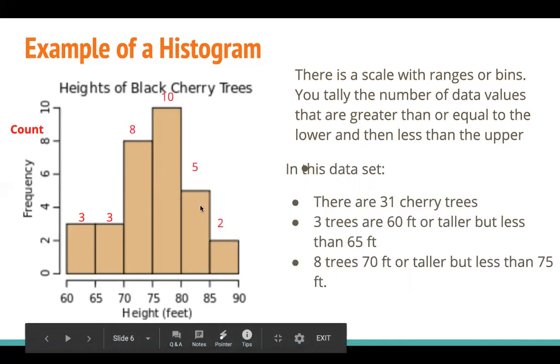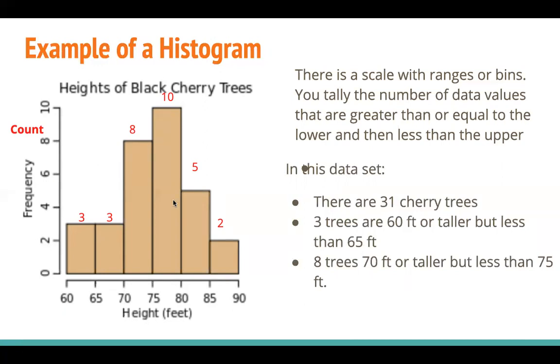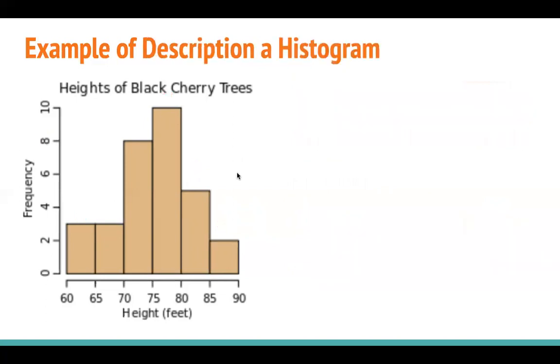And if I put in the frequencies for the others, here's another example where there were 8 cherry trees that were at least 70 feet, but less than 75. And if I was to add up the total cherry trees, if I added all of these frequencies, I would get 31 cherry trees.